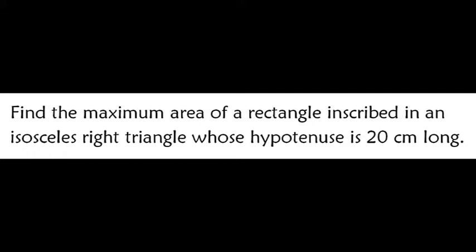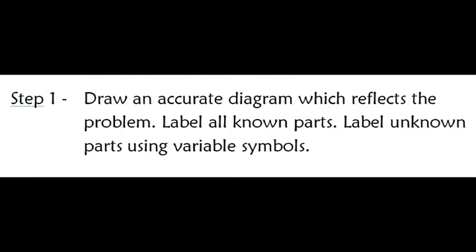Now, there's a set way of solving optimization problems which involves 4 steps. So we'll go through each step individually and relate it specifically to this problem. The first step is to draw an accurate and labelled diagram which represents the problem that you're dealing with. It's important to label unknown parts of the diagram using variable symbols which you can then put into equations later on.